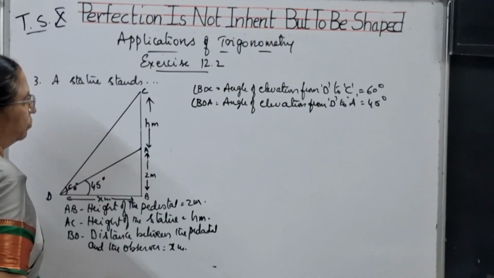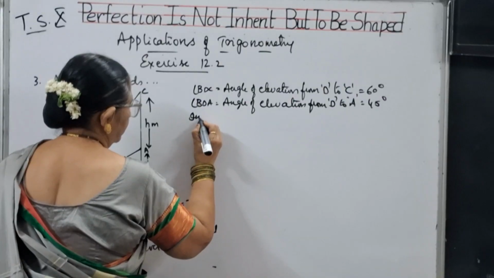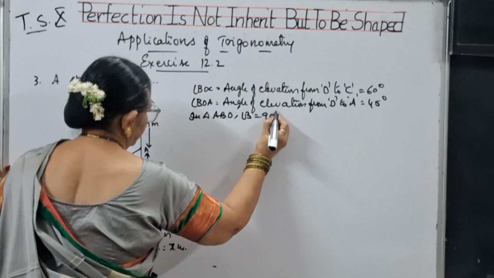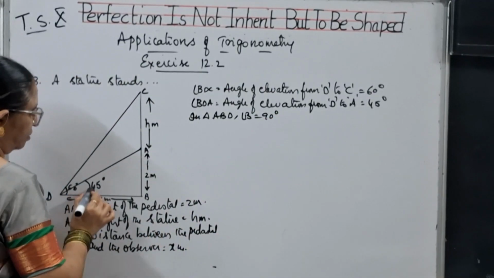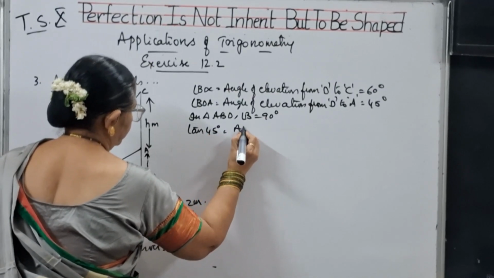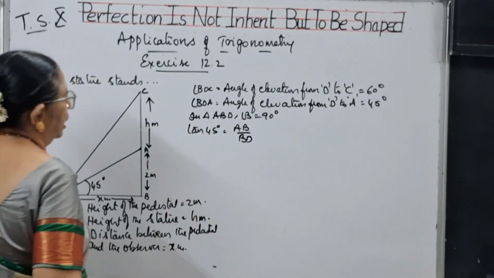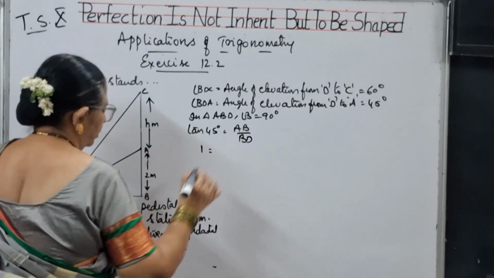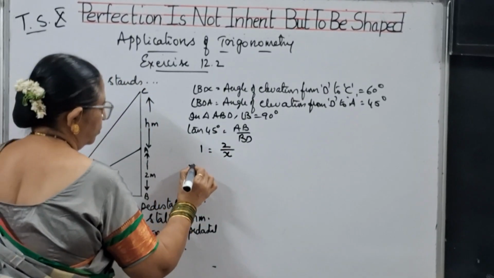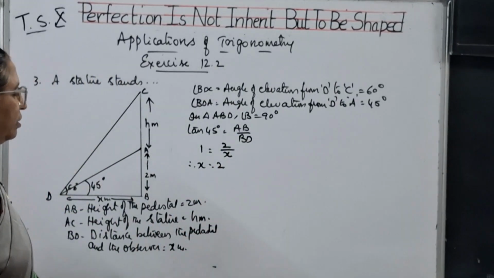Now we need to find out what is the height of the statue. First, let us take triangle ABD. In triangle ABD, angle B is 90 degrees. So this is tan 45. Tan 45 degrees is equal to AB by BD. Tan 45 measures 1. AB is 2 by BD is x. Therefore, x is equal to 2.